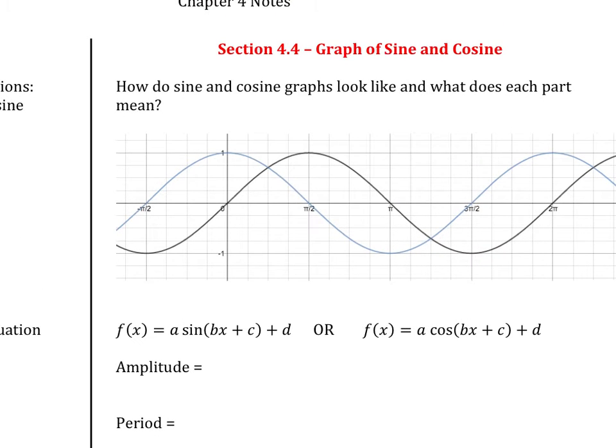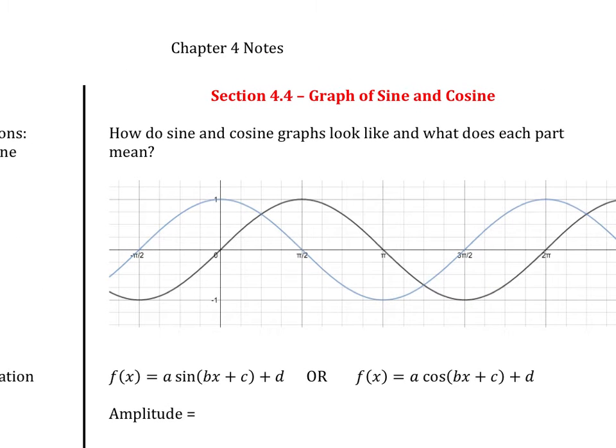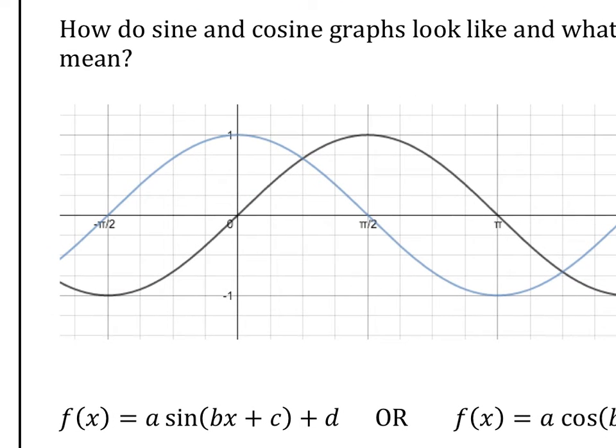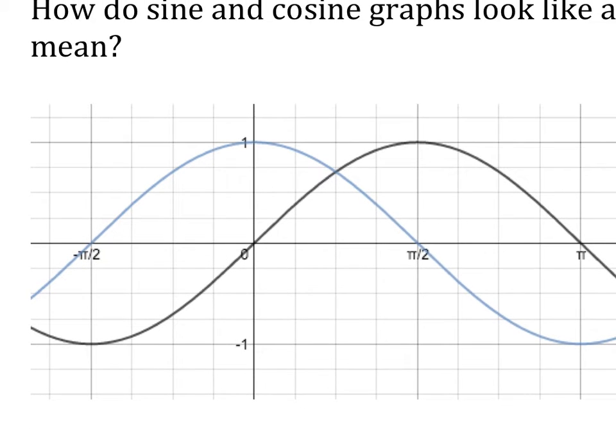Okay, in this section, we're going to review the graphs of sine and cosine. So let's look at these two sinusoidal waves and try to recall which one is sine and cosine. Hopefully you remember that this black one is sine. This is the sine wave. And then the blue one is cosine.